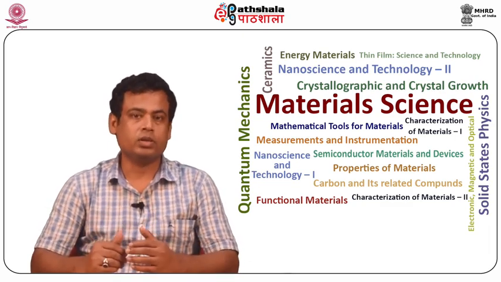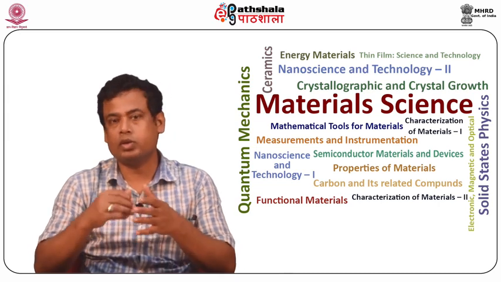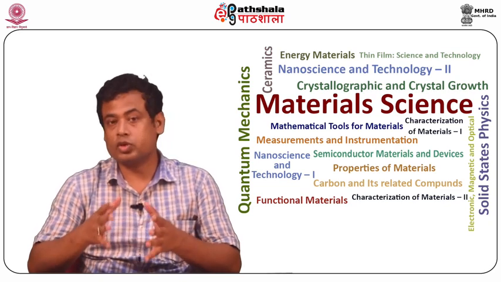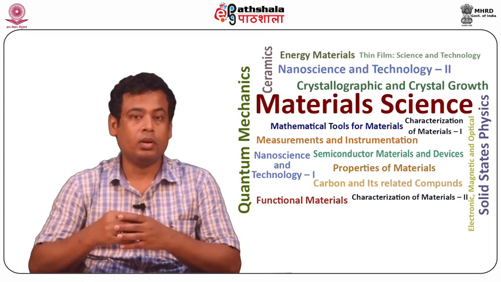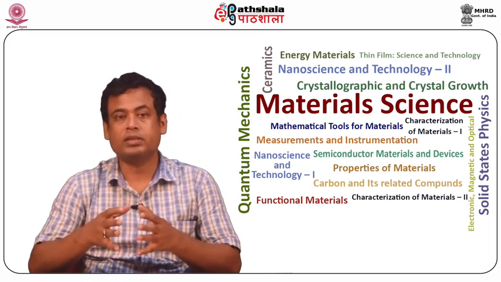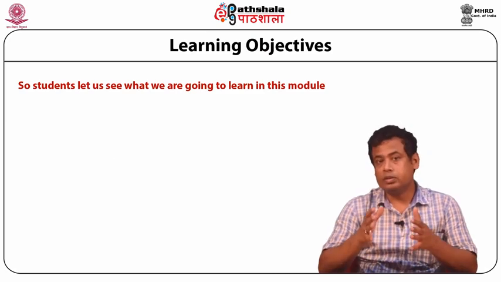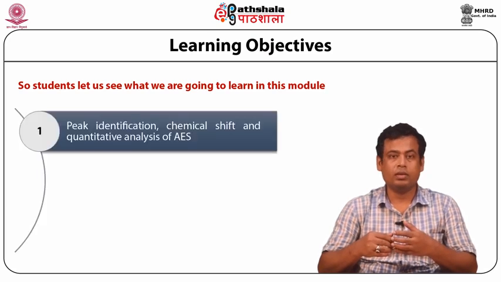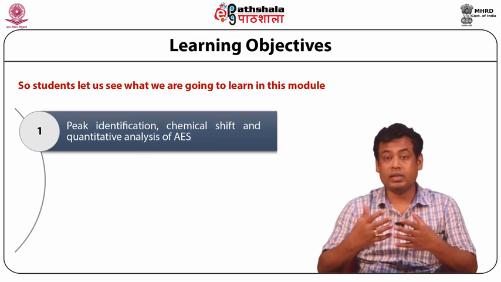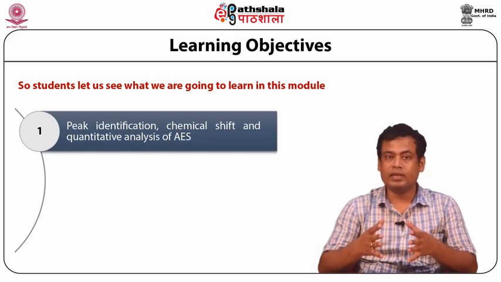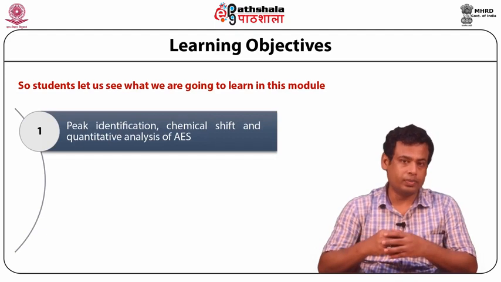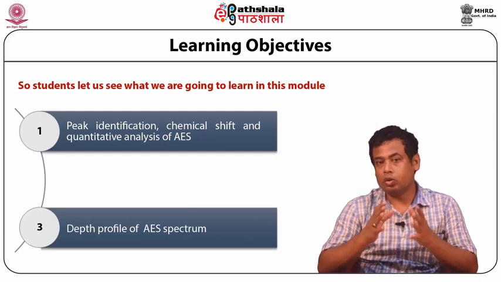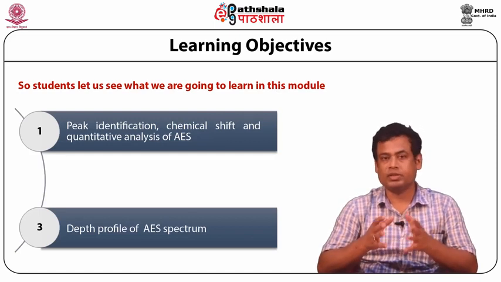Today we are going to discuss the module Auger Electron Spectroscopy Part 2, which is coming in the spectroscopic methods from the paper Characterization Techniques for Materials 2. From this module, students may get to know about the following. First is the peak identification, chemical shift and quantitative analysis of Auger electron spectroscopy, and the depth profile of Auger electron spectroscopy will be discussed.